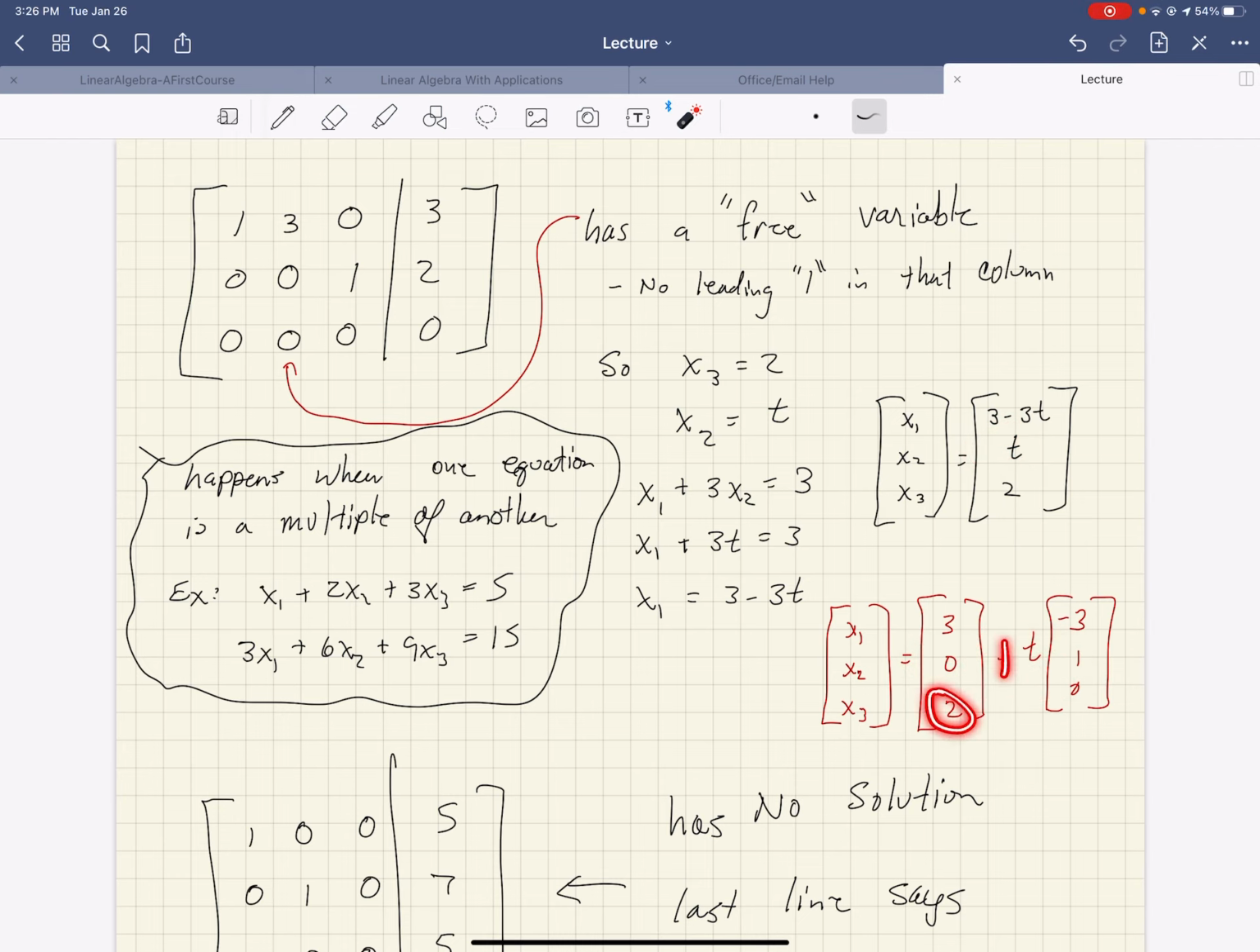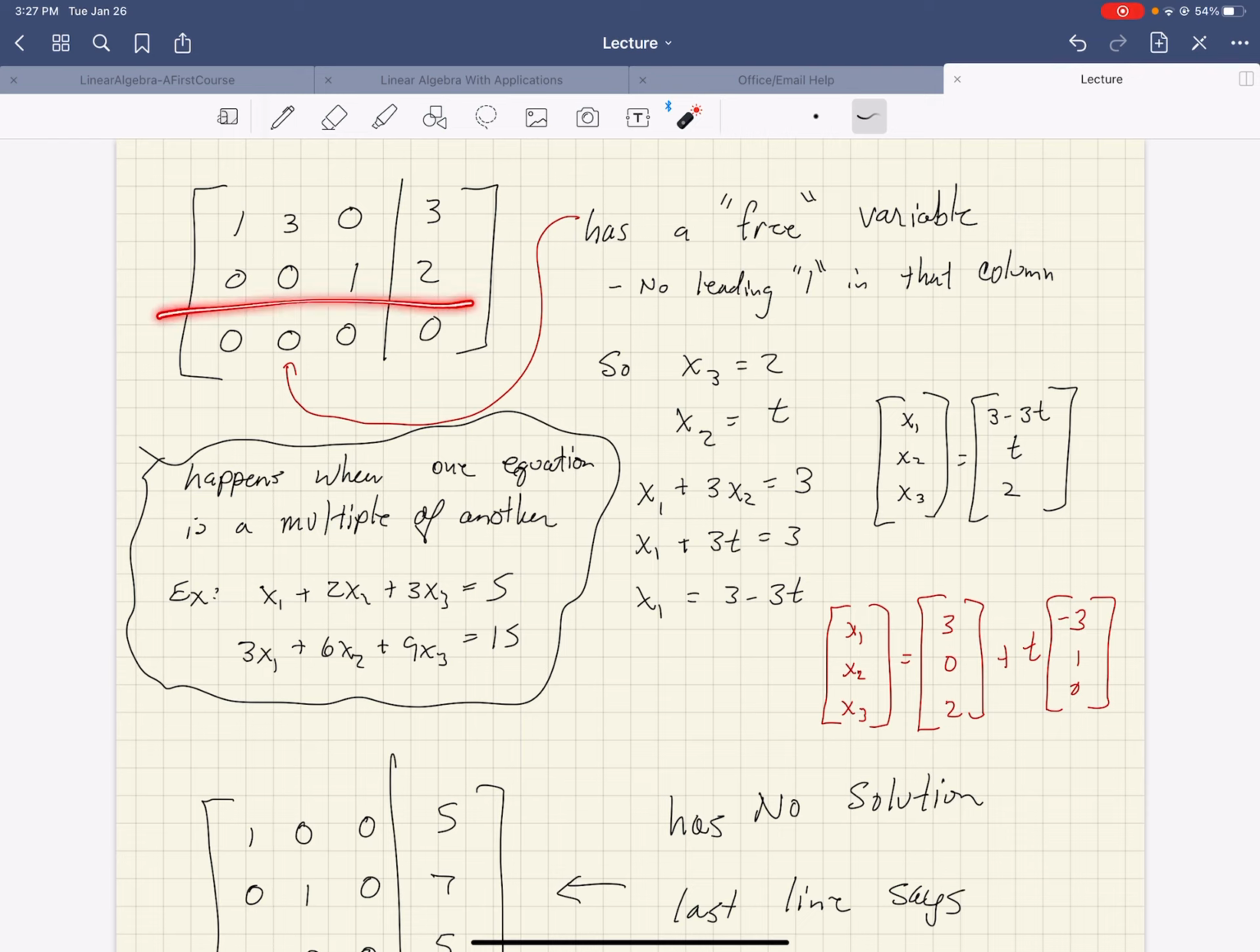And this is 2 plus no t's, or just 2 in the third spot. And so this is a way of breaking it out into these vectors. And these vectors will play an important role in the future about basis vectors, kernel vectors, and things like that.